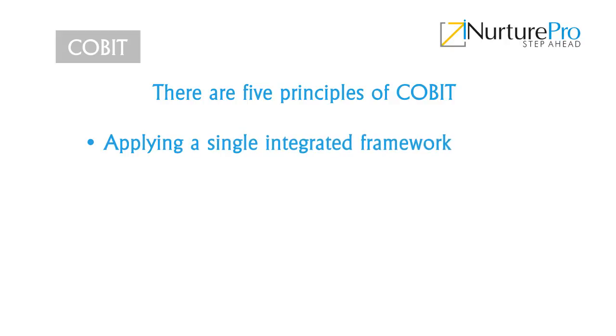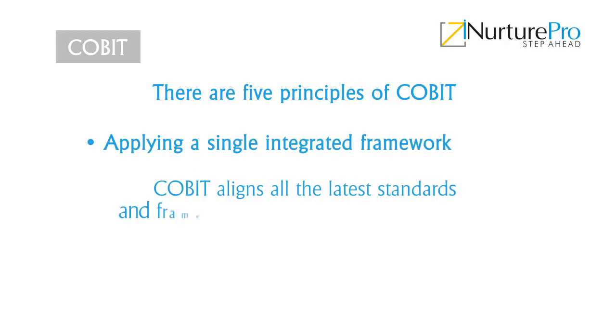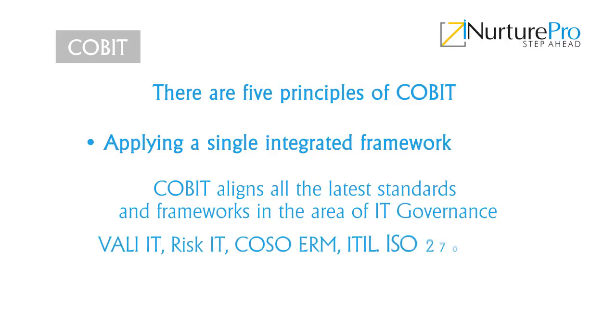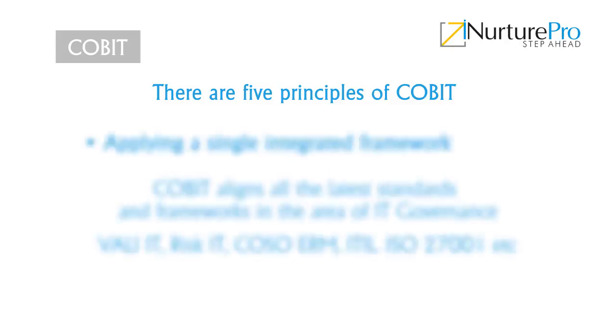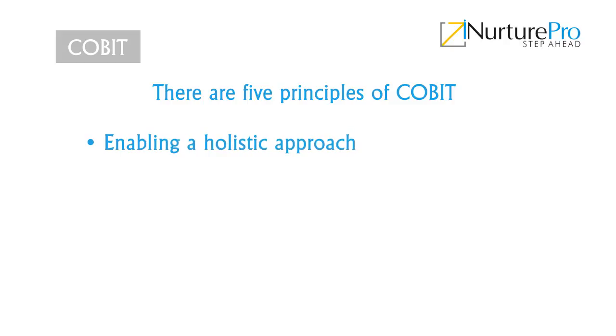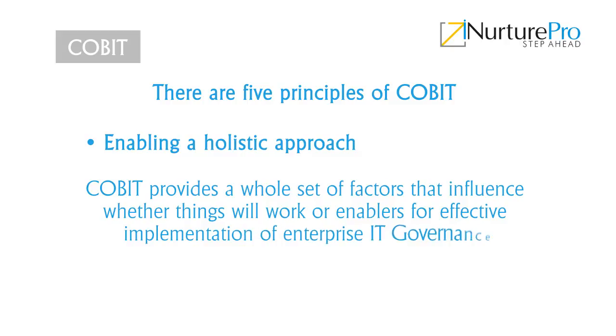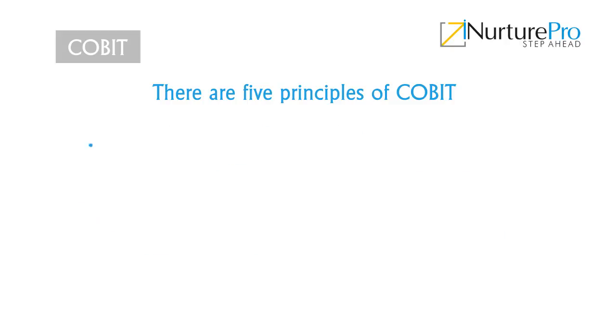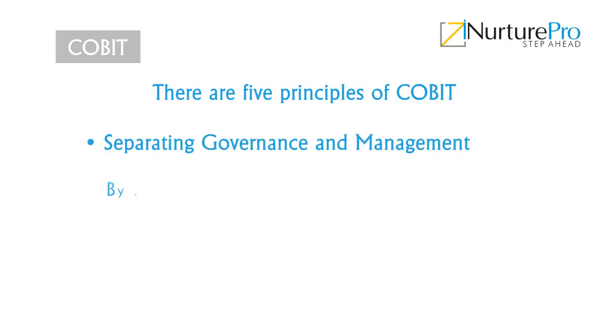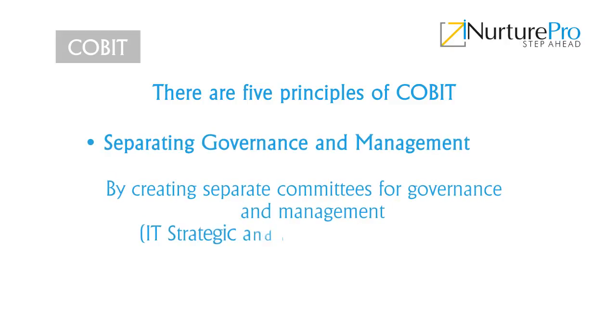Third, applying a single integrated framework, which means COBIT aligns all the latest standards and frameworks in the area of IT governance, such as Val IT, Risk IT, COSO ERM, ITIL, ISO 27001, etc. Fourth, enabling a holistic approach: COBIT provides a whole set of factors that influence whether things will work, or enablers, for effective implementation of IT governance. Fifth, separating governance and management by creating separate committees for governance and management, the IT Strategy and IT Steering Committee.